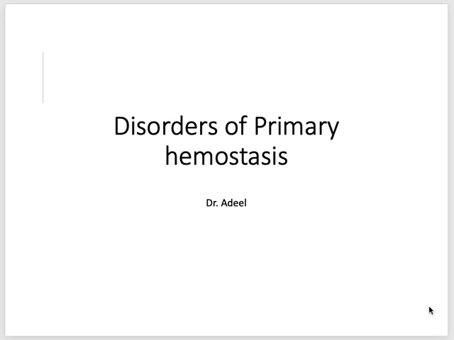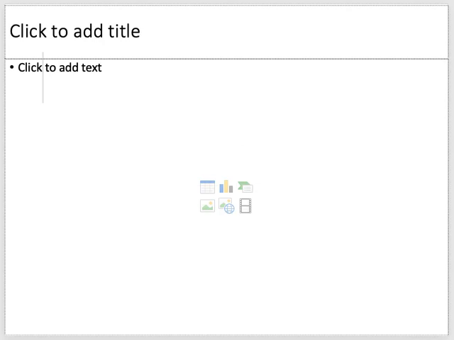So, disorders of primary hemostasis. If you have done my previous lecture, the introduction to hemostasis, what is primary hemostasis? As we know, there are two things which play the key role. One is platelets, and one is von Willebrand factor, right? And von Willebrand factor is released from the endothelial cells.